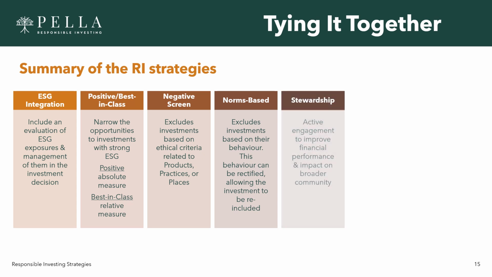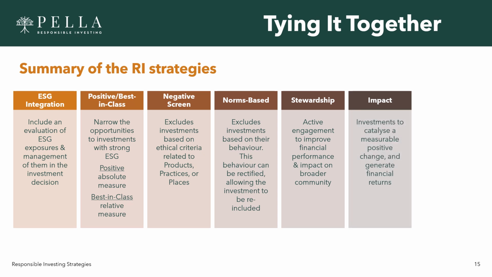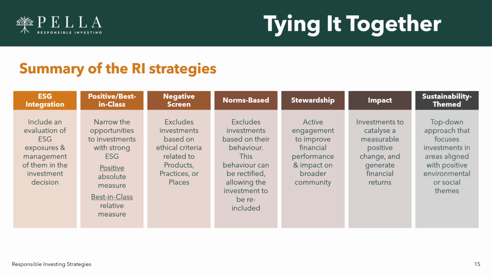Stewardship involves active engagement to improve the investment's financial performance and its impact on the broader community. Impact investing requires investments to catalyze a measurable positive change, while also generating financial returns. And sustainability-themed investing is a top-down approach that focuses investments in areas aligned with positive environmental or social themes. These are the 7 strategies that constitute the range of responsible investing strategies according to several leading industry bodies.